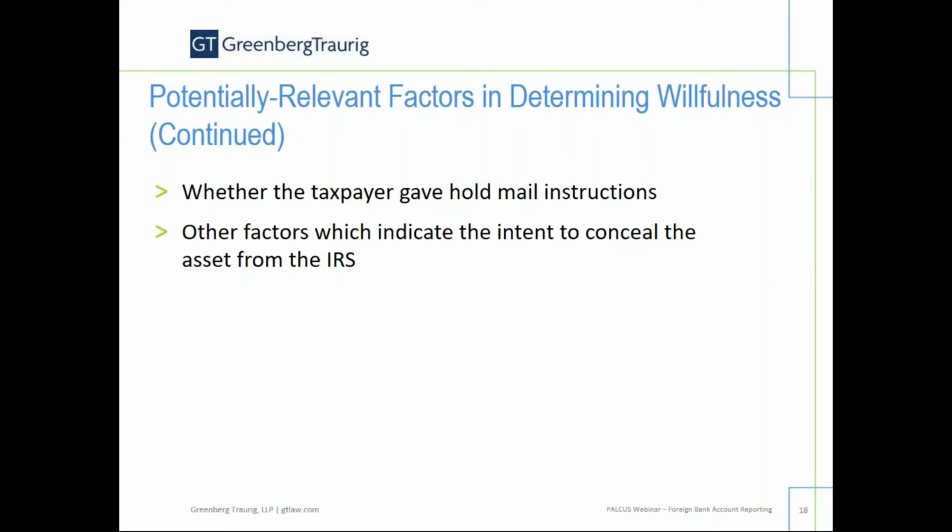Whether the taxpayer says, don't send my mail about my Swiss bank account to me in the United States, just hold all my bank statements and I'll come look at the bank or I'll look at it online, but don't mail me any information about that. A lot of these foreign bank accounts will charge an extra fee per month to not mail you statements, and the IRS takes that as an intent to conceal because you're not getting the mail here that would be discoverable by the IRS. And then I just put other factors. There are just lots of other factors the IRS looks at to determine willfulness.